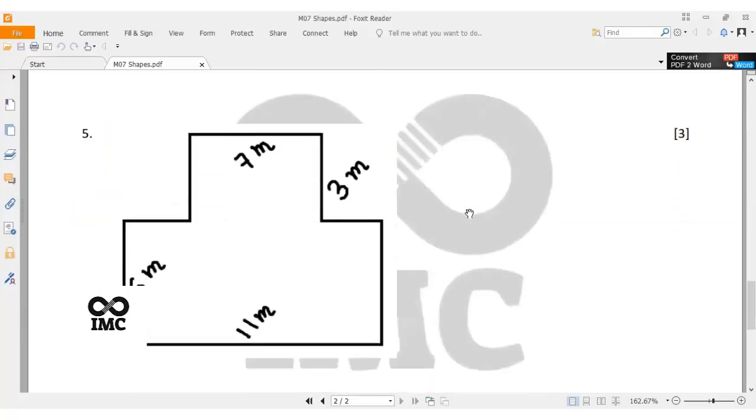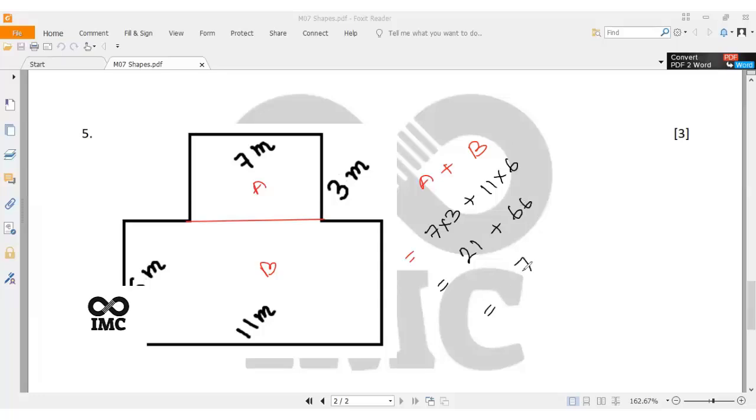Now question number 5. This one is very simple. Just we'll divide this shape into two parts. This is shape A. This is a rectangle. This is another rectangle. So we need to find out area of rectangle A plus area of rectangle B. Area of rectangle A will be 7 multiplied by 3 plus area of rectangle B will be 11 multiplied by 6. 7 3s are 21 plus 6 11s are 66. So 87 meters square will be the answer of question number 5.